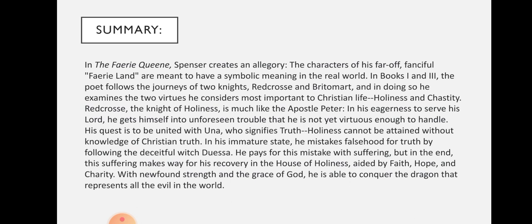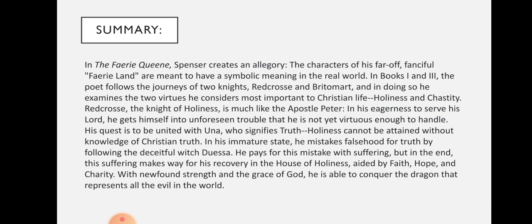Red Cross, the Knight of Holiness, is much like the Apostle Peter, a sort of saint, a sort of prophet. That word is used for Saint Peter. So, in his eagerness to serve his Lord, he gets himself into unforeseen trouble, as he is not yet virtuous enough to handle his quest to be united with Una, who signifies truth. Holiness cannot be attained without knowledge of Christian truth.